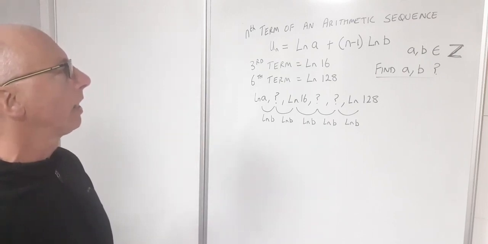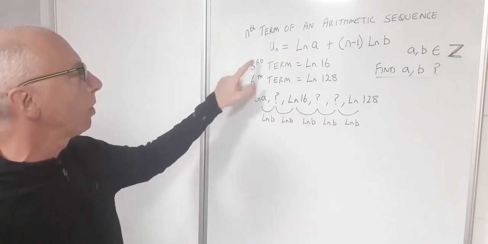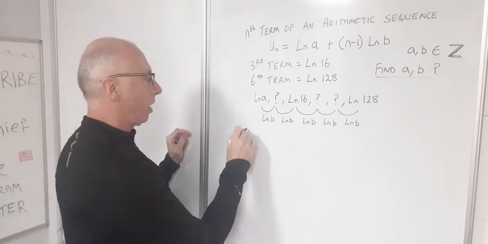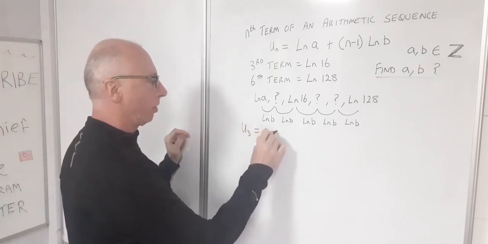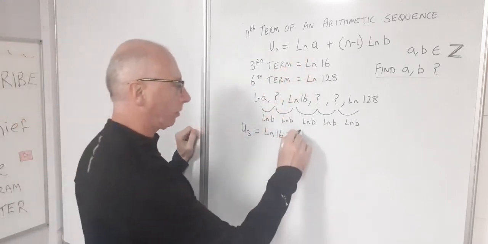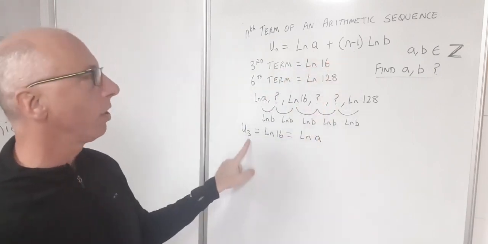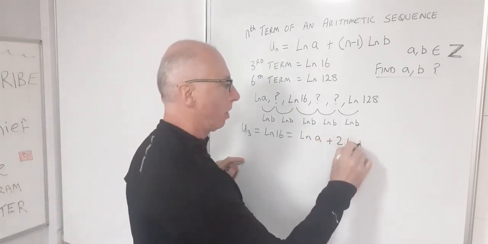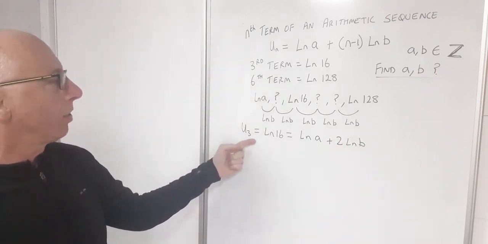Okay, right. Now, as these are all different, what we could do is use this formula with the third term and the sixth term and see where it takes us. So u3, which is the third term, equals natural log of 16, which will give us natural log of a plus (n minus 1). Well, as it's the third term, n minus 1 will be 2. So that's plus 2 natural log of b. Okay, that's our third term.